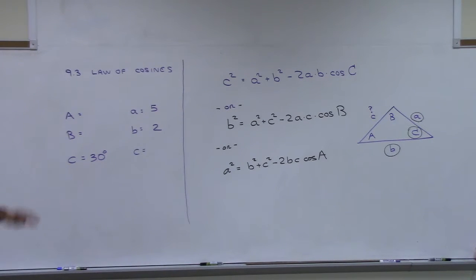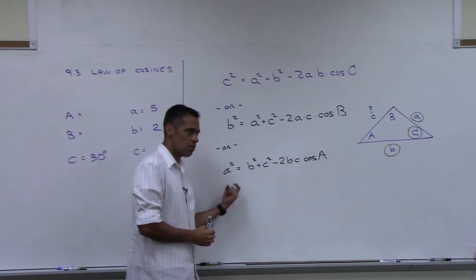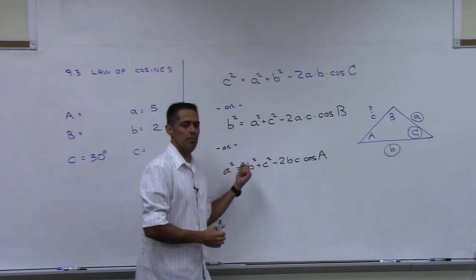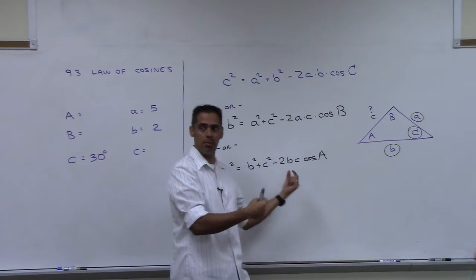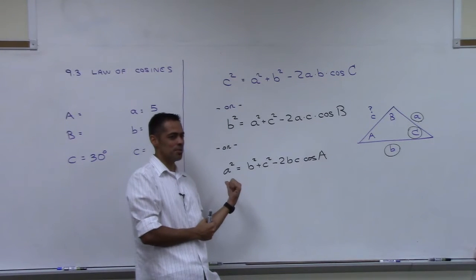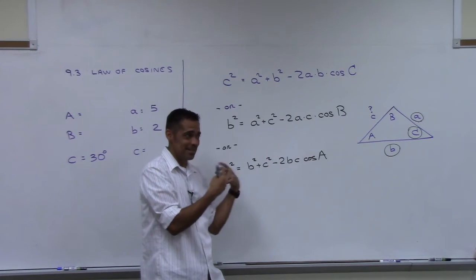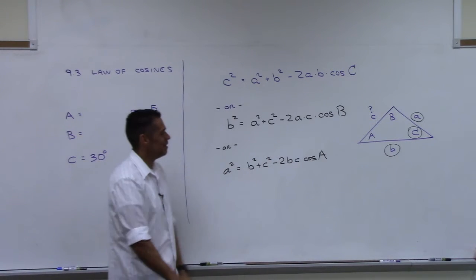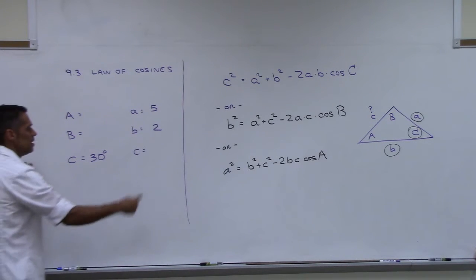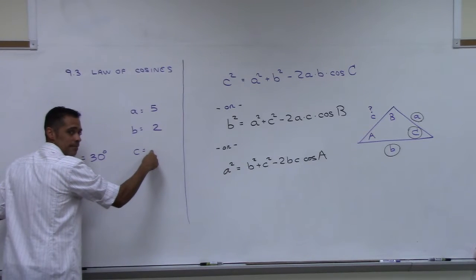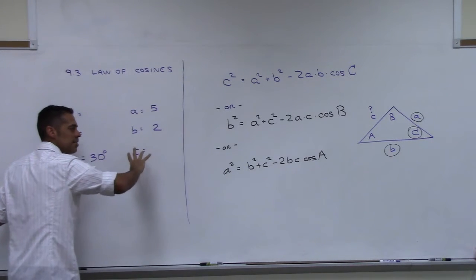I've got those memorized, but I've memorized the pattern more than the letters. If I want to know what one of the sides is squared, it's one of the other sides squared plus the other one squared minus 2 times the product of those two sides times the cosine of the angle that corresponds with it. However you want to memorize it, or it's on your formula sheet. So I should be able to get little c this way, and we'll do an example.